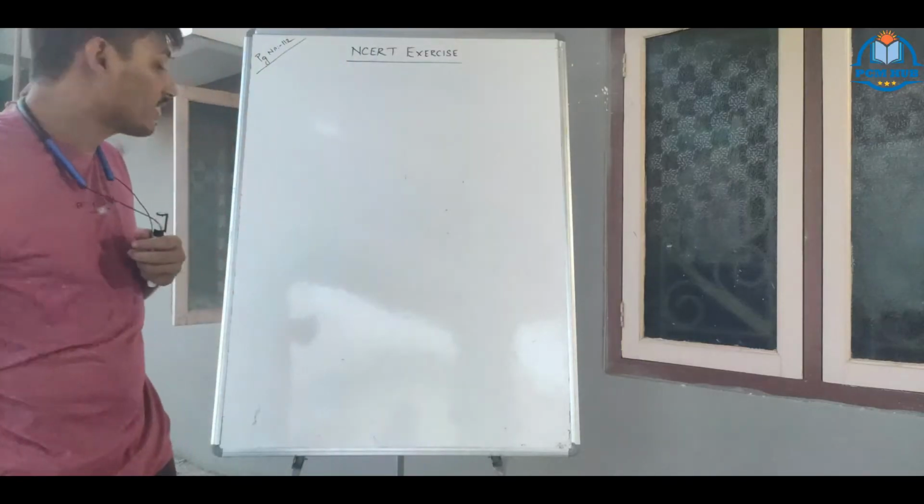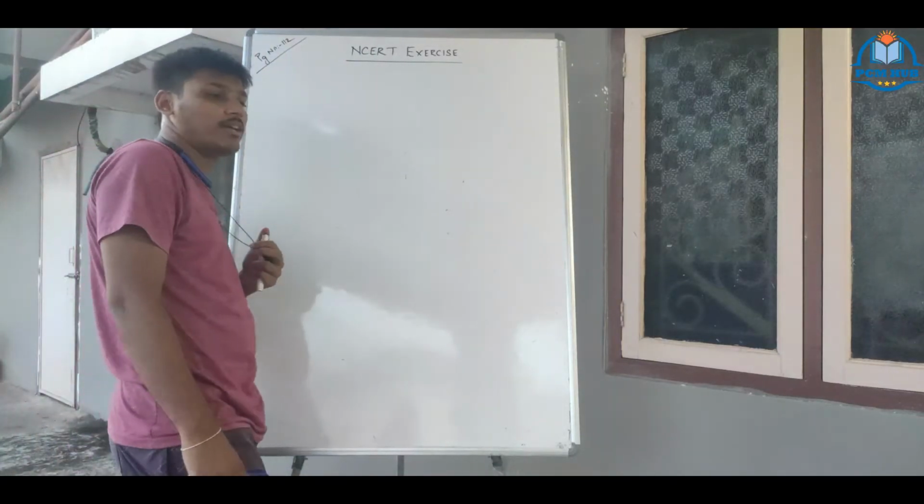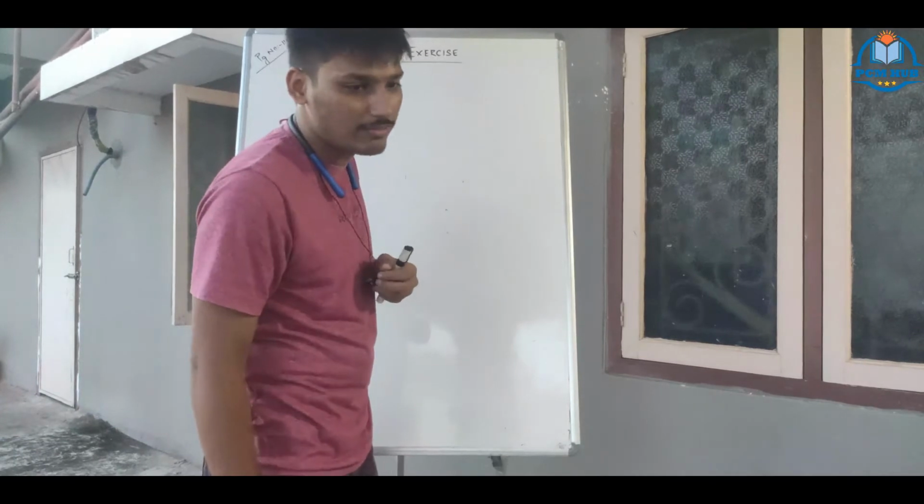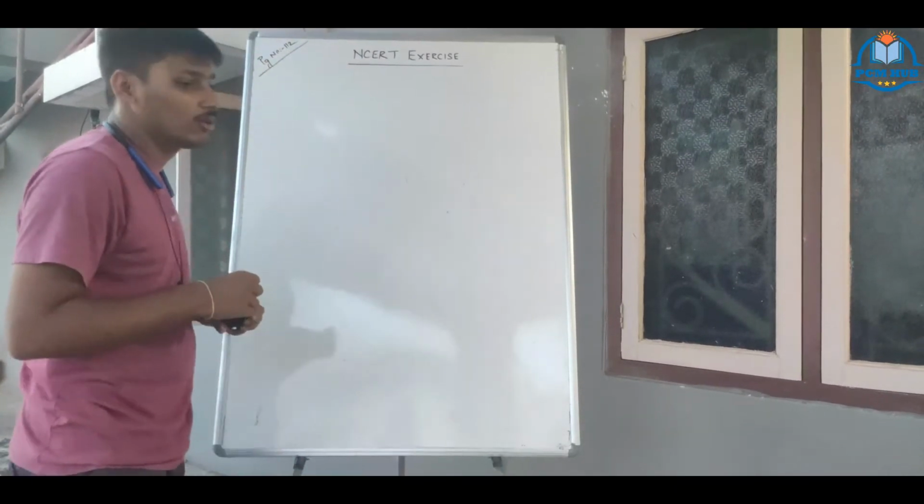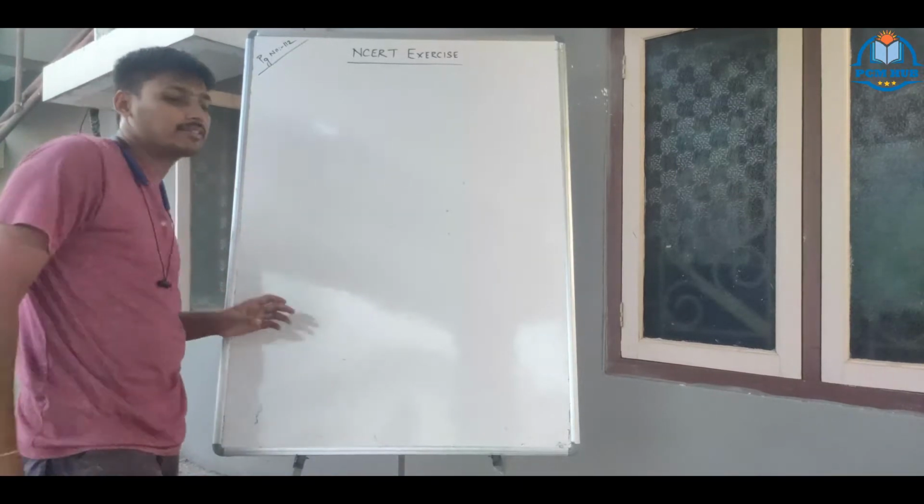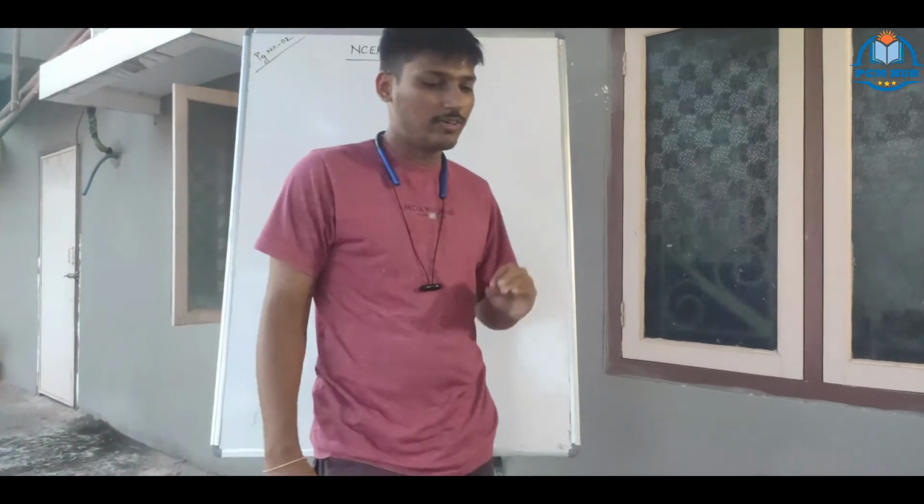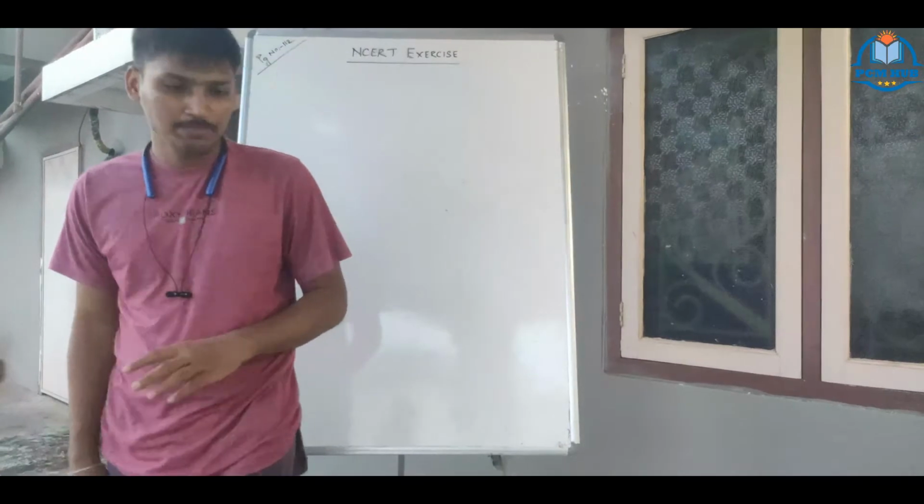We are going to deal with the NCERT exercise of the physics chapter, which is Motion. In the Motion chapter, we are going to deal with only the last back-end exercise, the numerical part only. The first question is a numerical.